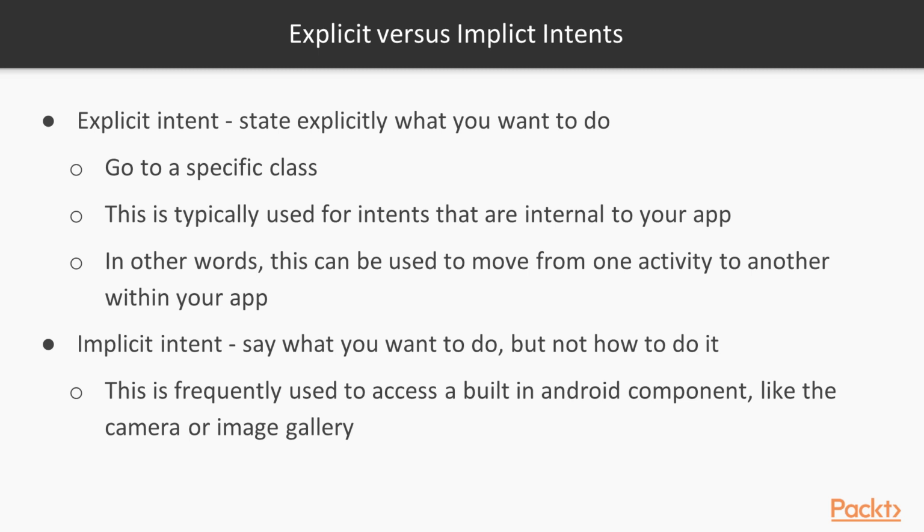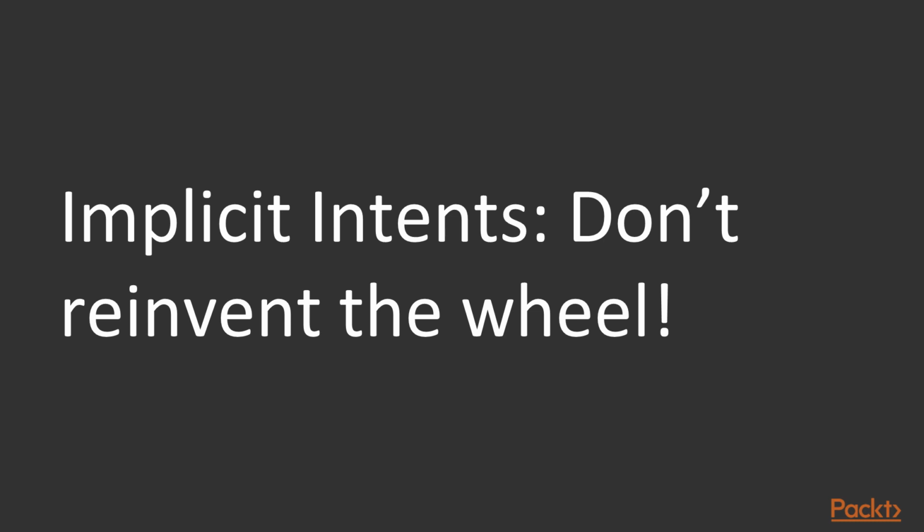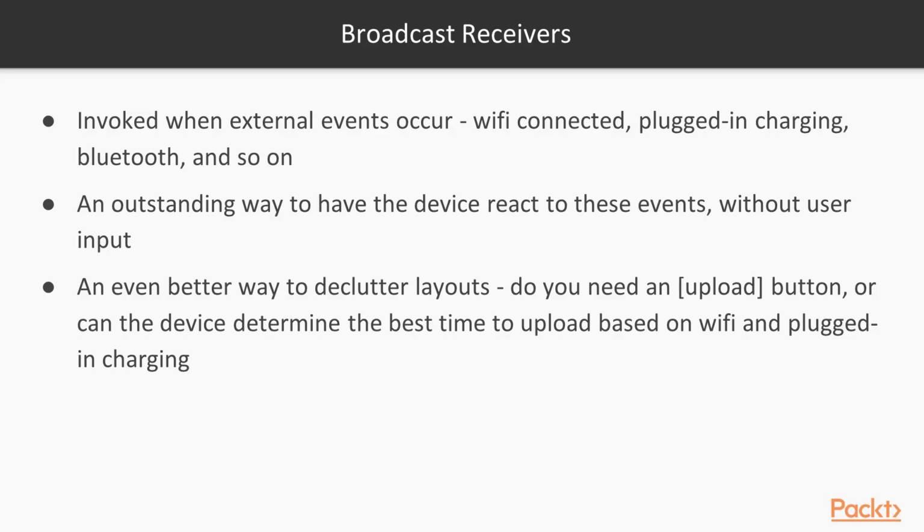Or I want to pick an image, then the image gallery will come up and we can pick an image based on that. So think a lot about implicit intents and how you can use them in your app, because instead of building from the ground up, implicit intents allow you to reuse what already exists without reinventing the wheel.